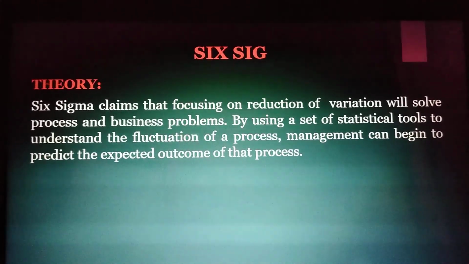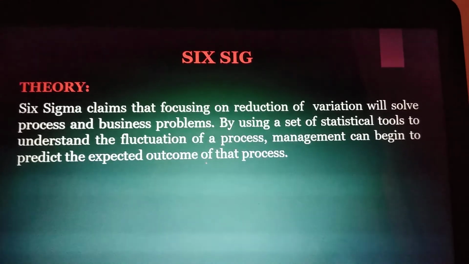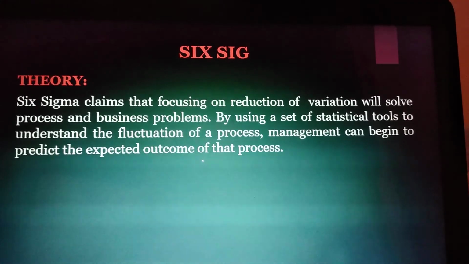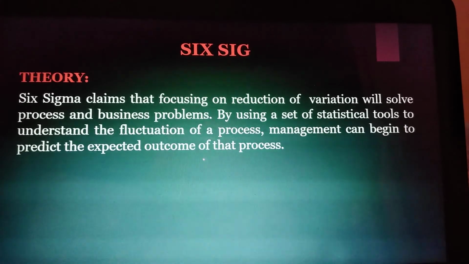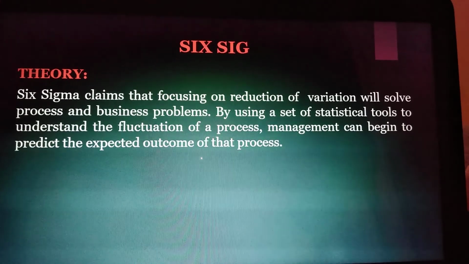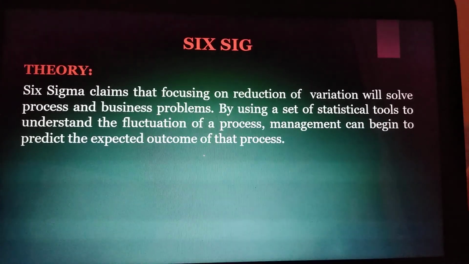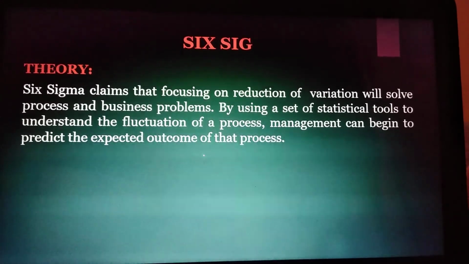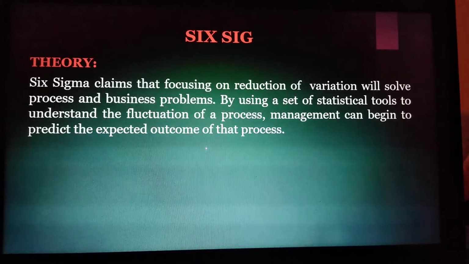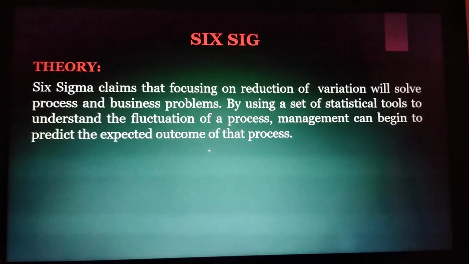Six Sigma theory. Six Sigma claims that focusing on reduction of variation will solve a process's problems and boost its performance by using a set of statistical tools to understand the fluctuation of a process. Management can begin to predict the expected outcome of that process.